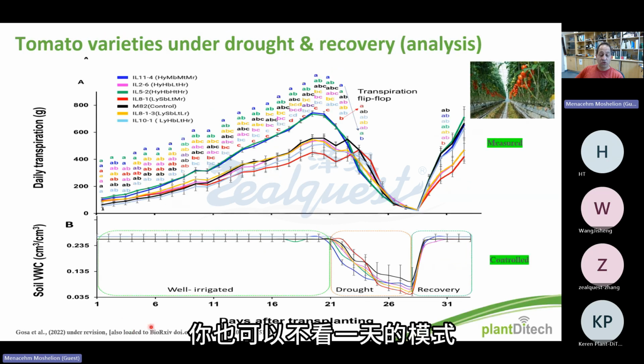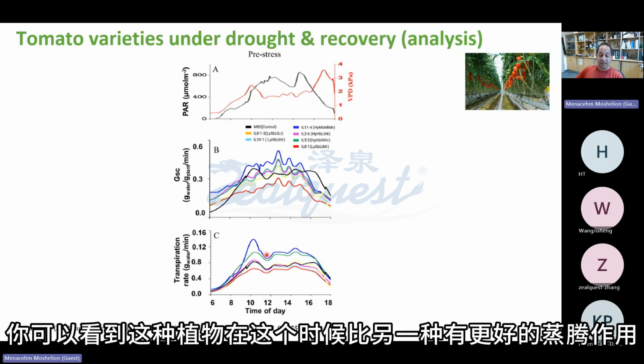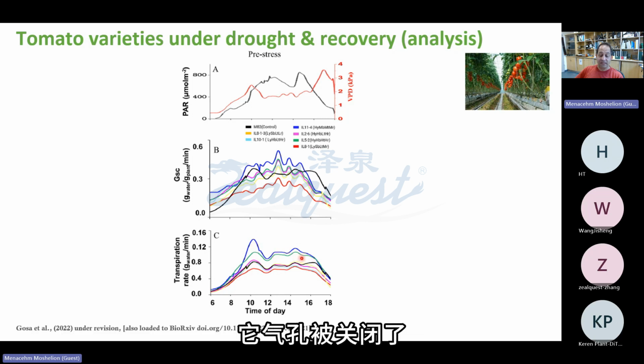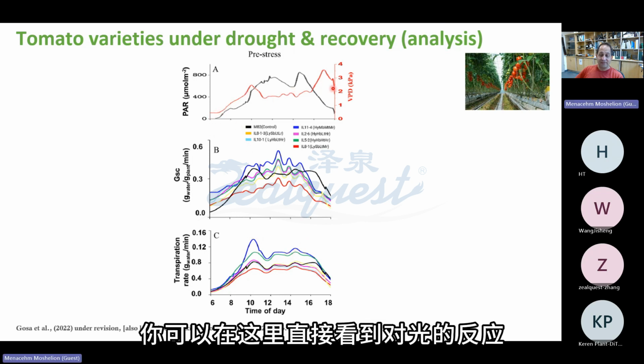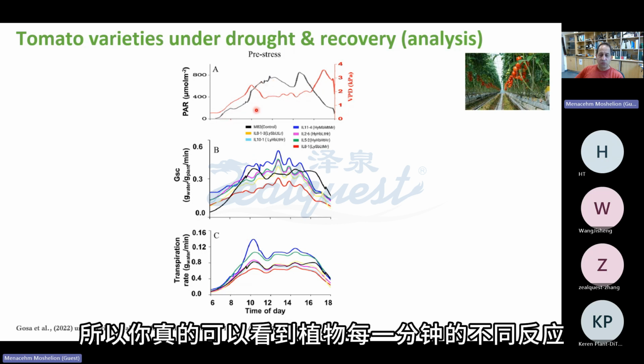You can also look not at a day pattern, but at a momentary pattern. This is minute by minute. You can see that this plant has much better transpiration than the other at this time, while at other times it's closed. And you can see this response that you see here directly to the light and to the VPD in red, light in black. So you can really see the plant's different response minute by minute.